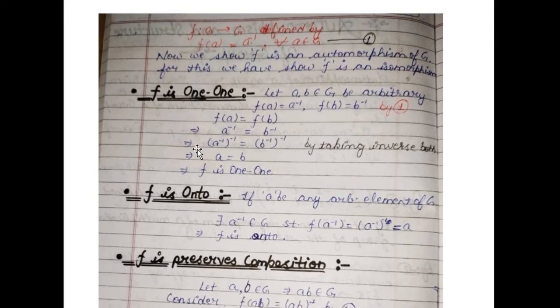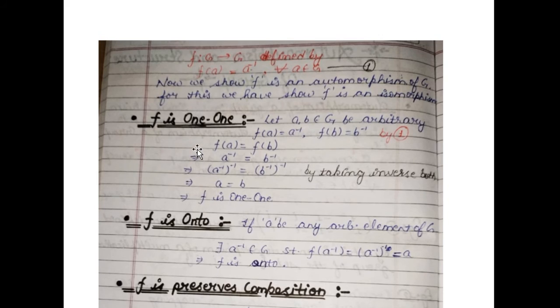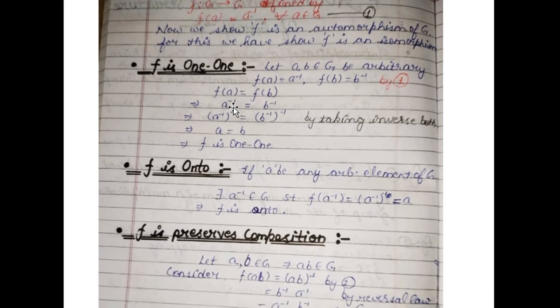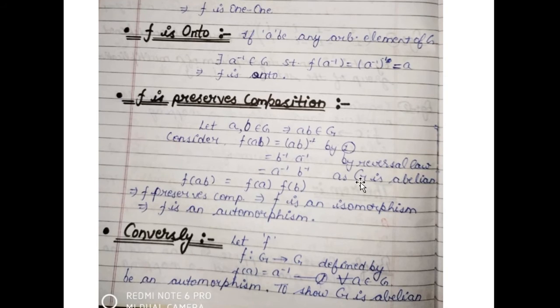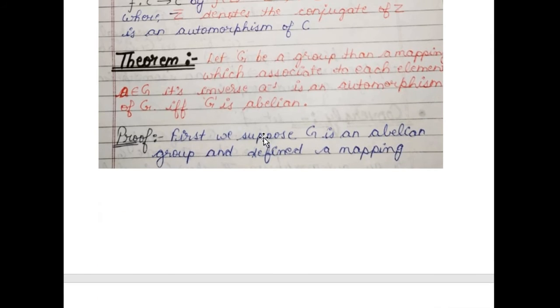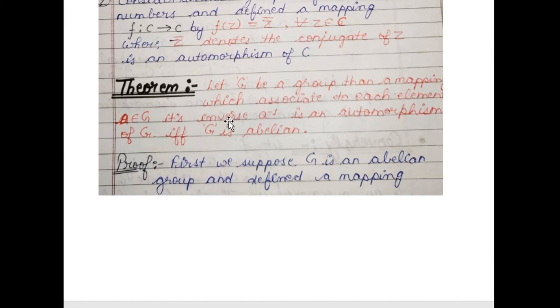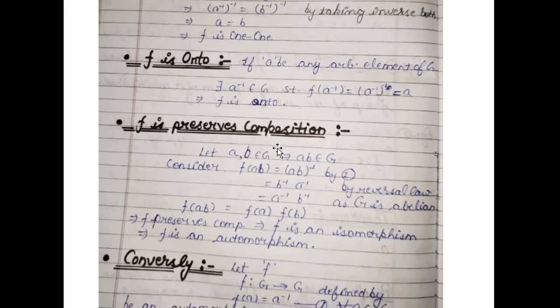Clear? So we have taken this mapping which associates each element with its inverse, and we easily have proved that this mapping is an isomorphism mapping. So it is an automorphism mapping, but we have used one thing, that G is abelian. We have used that property. That is the statement of the theorem, that this mapping will be an automorphism if and only if G is abelian. So we have taken G abelian and shown that the mapping is an automorphism.